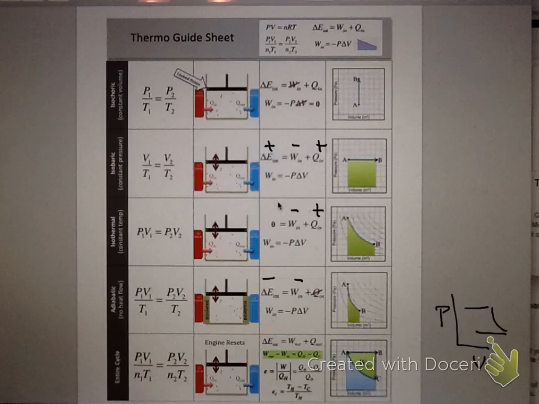Okay, you have two equations there for efficiency. Q hot minus Q cold over Q hot. Q hot minus Q cold is just the work done. And then you have the Carnot efficiency. That's what E_C is. That's T hot minus T cold over T hot. That's a theoretical, an ideal efficiency, assuming everything is as perfect as you could get it.